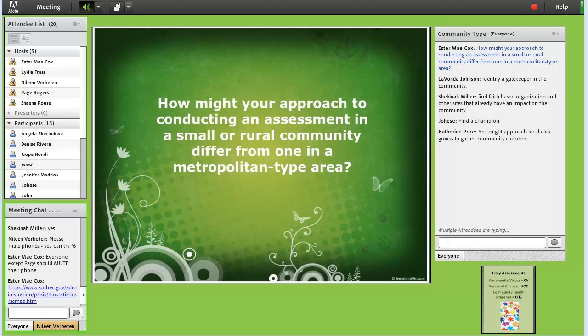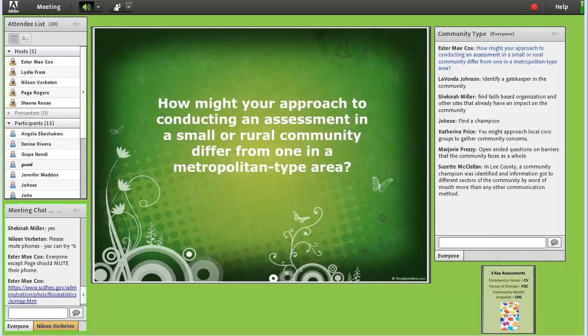LaVonda, I think that's a great suggestion to identify a gatekeeper. And in a small community, you could probably identify less of those. In a larger community with different sectors, different geographical areas and whatnot, you may have to get a collection of those folks. Finding faith-based organizations that already have an impact is an excellent opportunity, really whether being in a small or a large community.